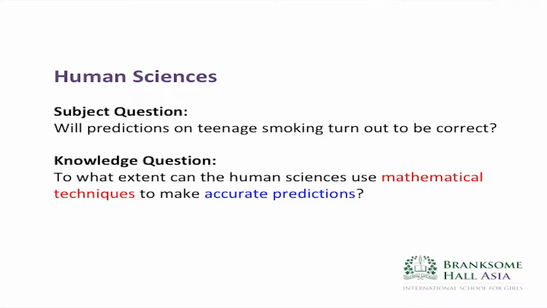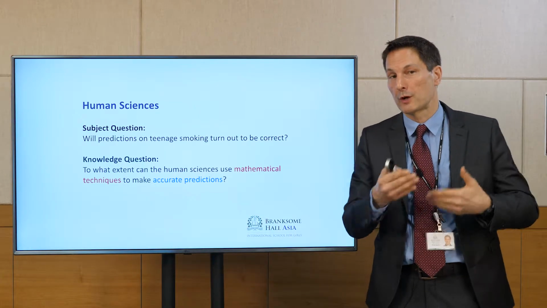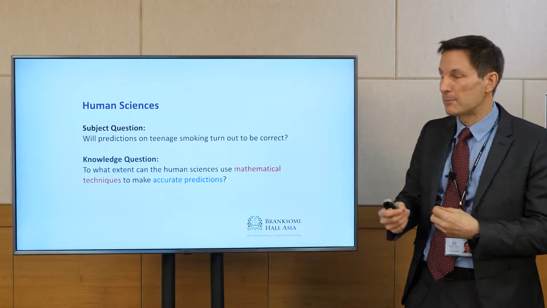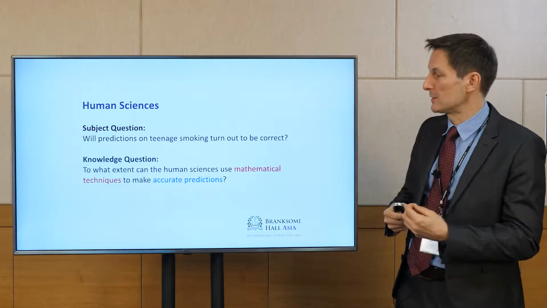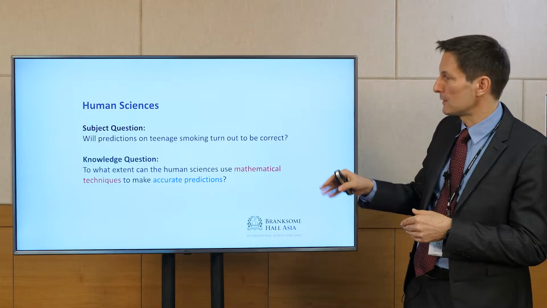So a better question for knowledge and for critical thinking is, to what extent can the human sciences use mathematical techniques to make accurate predictions? So what that question is doing is it's starting to explore the reliability, the truth aspects, the aspects of certainty and accuracy within this particular topic.